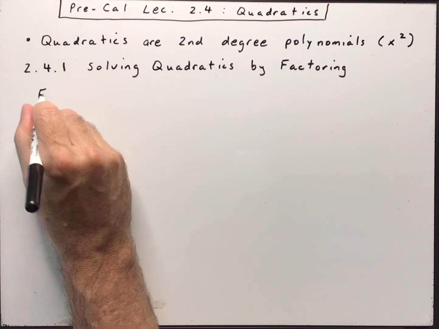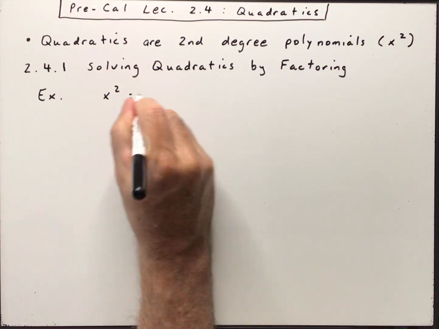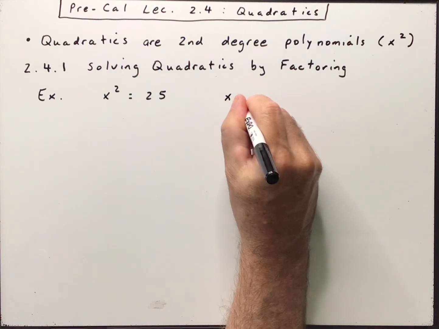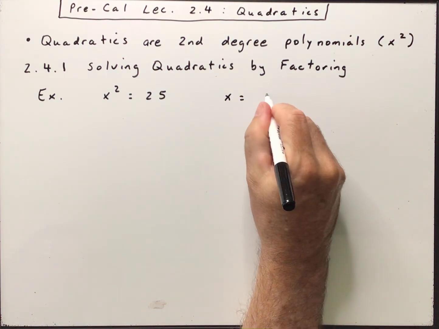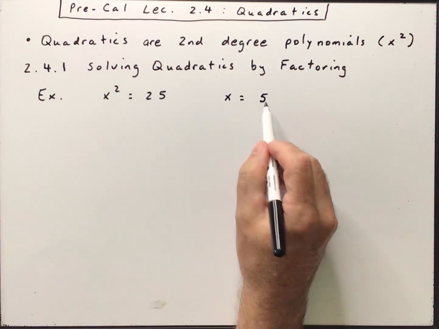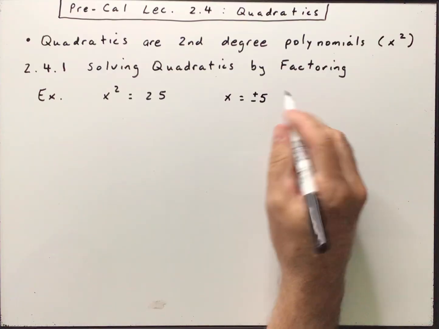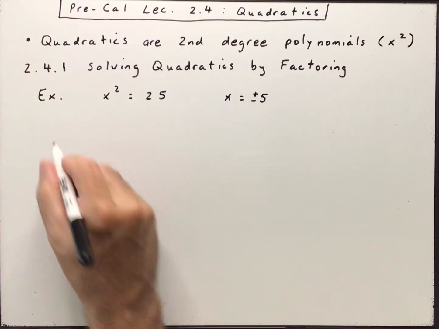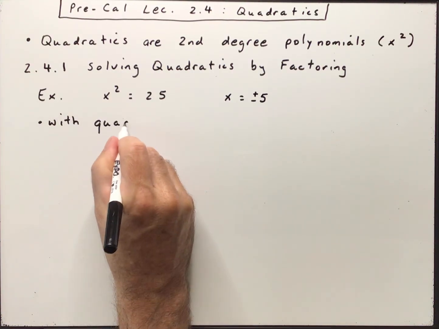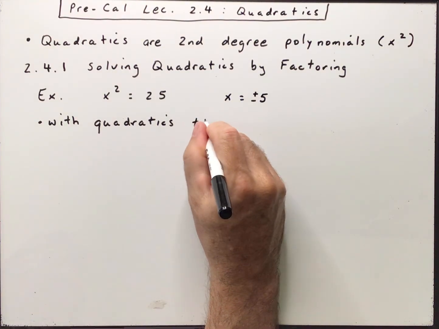Our first example, let's say we have x squared is equal to 25. You can probably just eyeball that, and you know that x is going to be equal to, maybe you will just say 5. However, there are two numbers that if you square them will give you 25. 5 will do it, but also negative 5 will do it. So the answer is actually plus or minus 5. So with quadratics, there may be more than one solution.